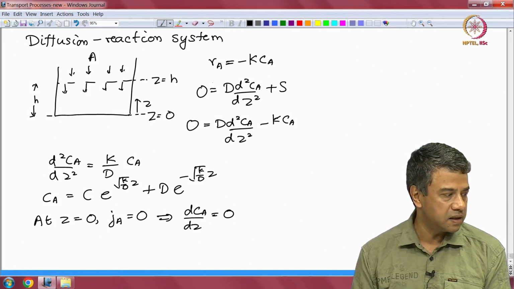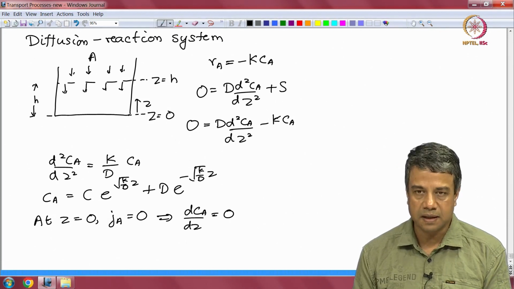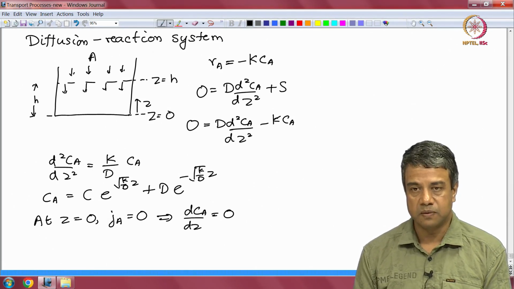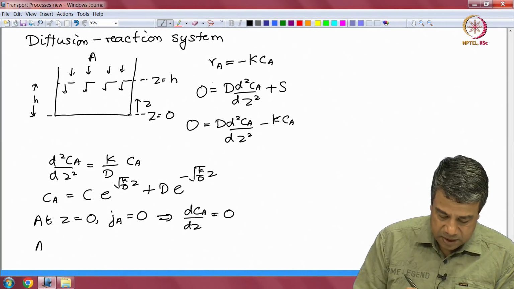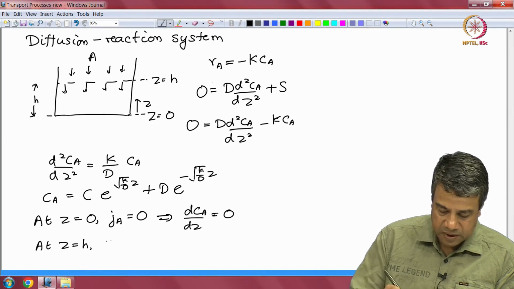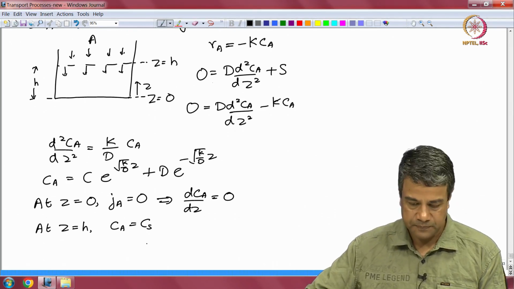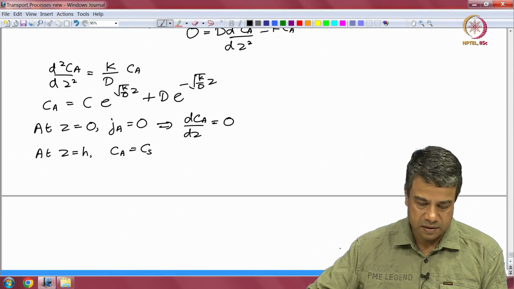Then the concentration in the liquid at the interface will be equal to the saturation concentration that is in equilibrium with the concentration in the gas, or the partial pressure in the gas. So, this will be given by the partition between the gas and the liquid. So, at Z is equal to H, the concentration C A is equal to the saturation concentration. So, we have to solve these subject to these two boundary conditions.